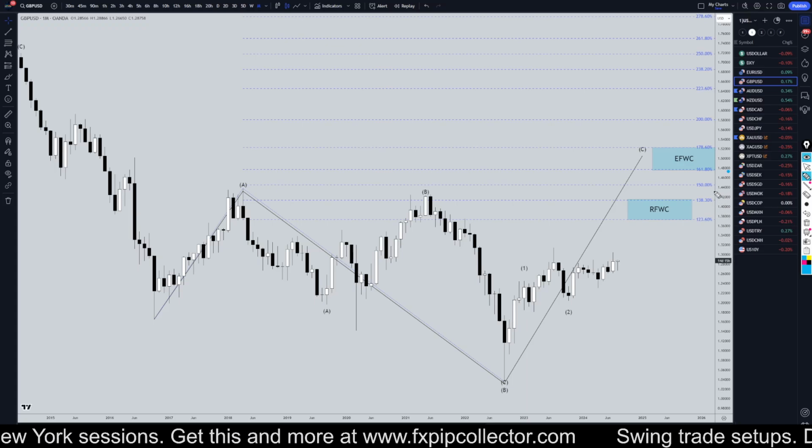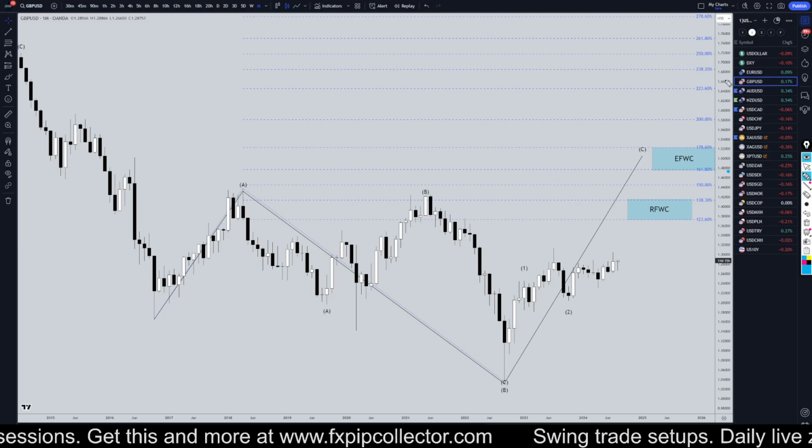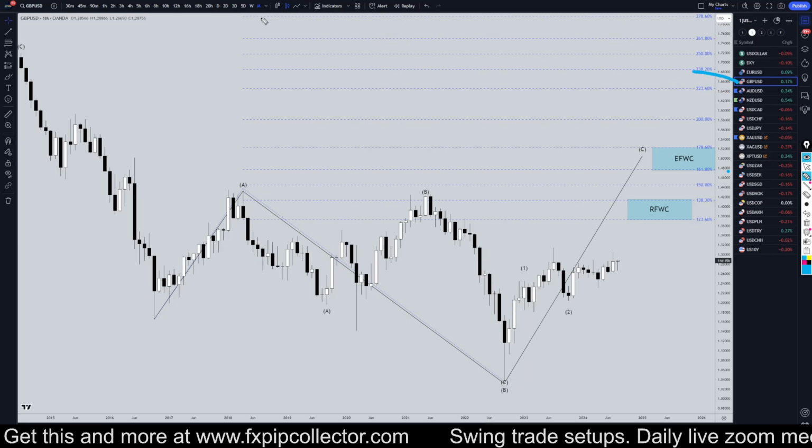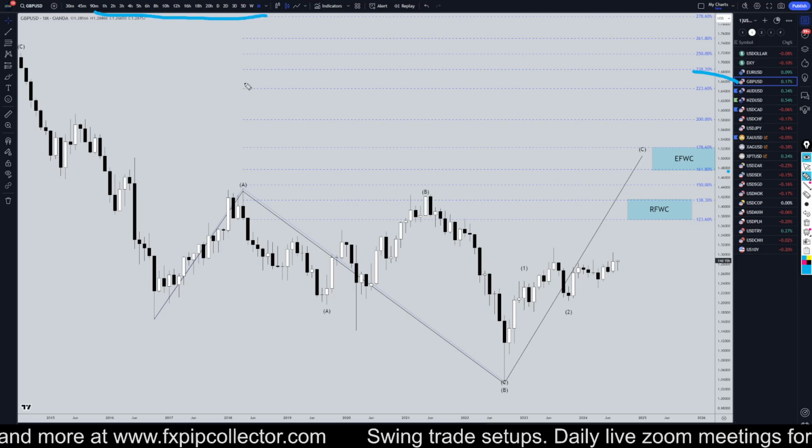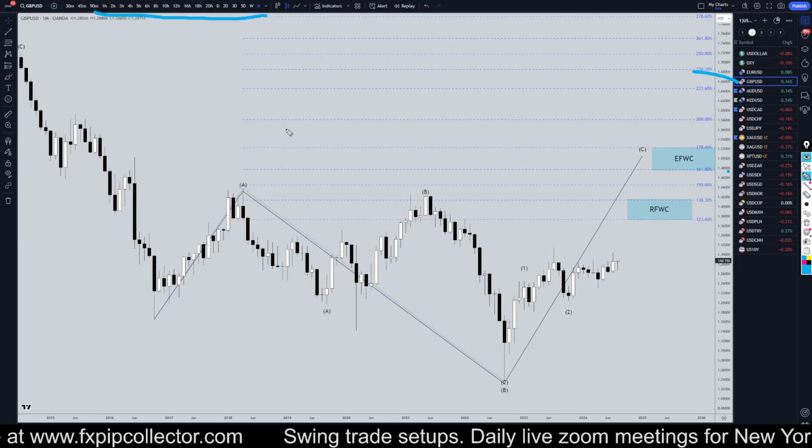Today is Friday, August 16th, and I'm going to be analyzing the pound US dollar, starting on the monthly, working my way all the way down to the 1 hour time frame for the full top down analysis.